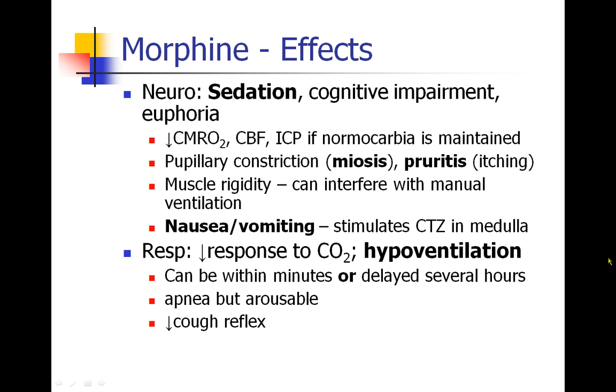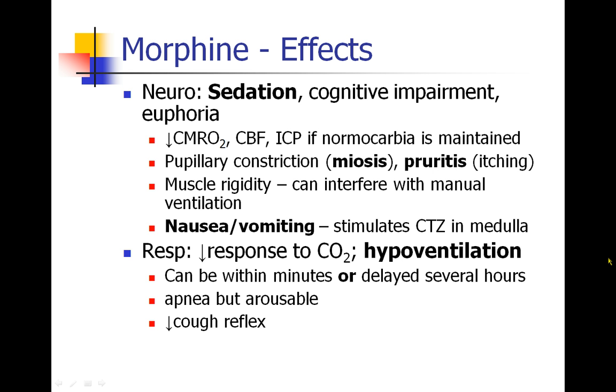And of course, the nausea and vomiting, probably due to your chemoreceptor trigger zone in your medulla, which is one of the vomiting centers in your brain. In the respiratory system, hypoventilation is what we see. So patients ventilate fewer liters per minute, and as their CO2 builds up, they have a lowered hypercapnic drive. They're not as responsive to increasing levels of CO2. And this can happen really at any point during the administration of morphine. It doesn't have to happen right at the onset, but it can happen after several hours of morphine therapy.